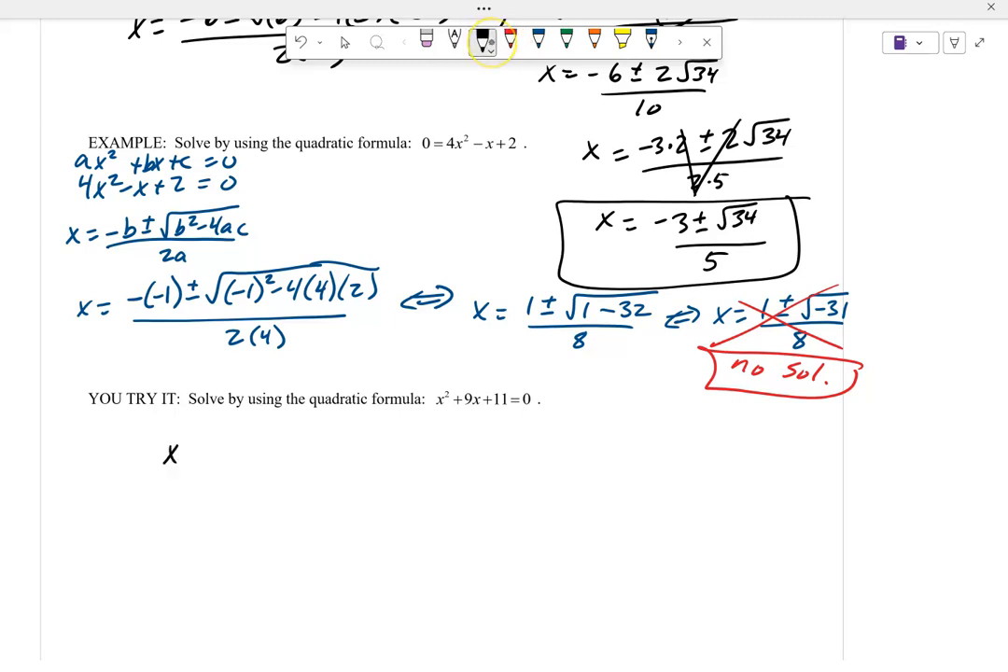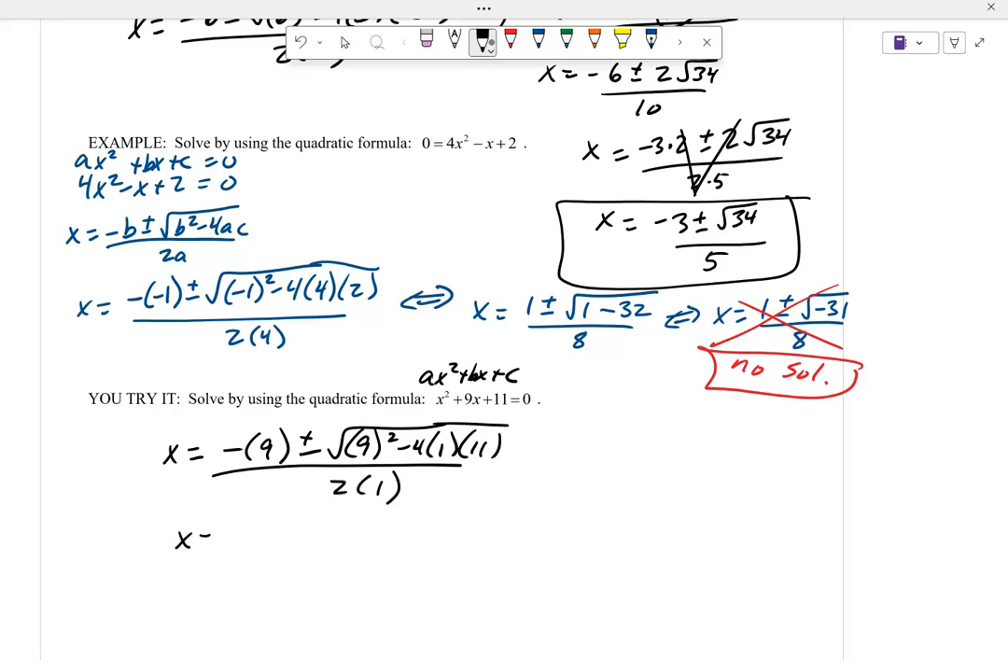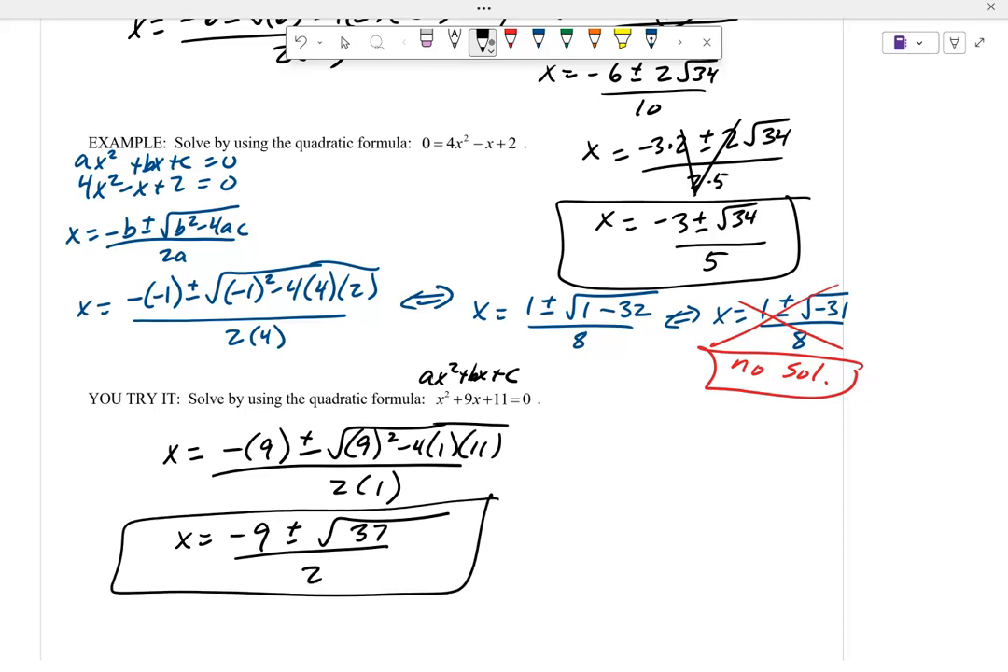Your next one you should have had x equals negative b plus or minus square root of b squared minus 4ac all over 2 times a, where a is 1 and c is 11. So you end up with negative 9 plus or minus the square root of 81 minus 44. That'll be 37. And looks like that's as far as you can go on that. Negative 9 plus or minus the root 37 all over 2 is what you should have got for that try problem.